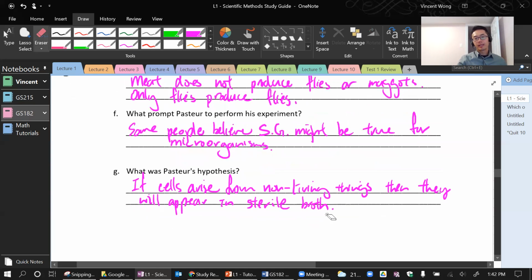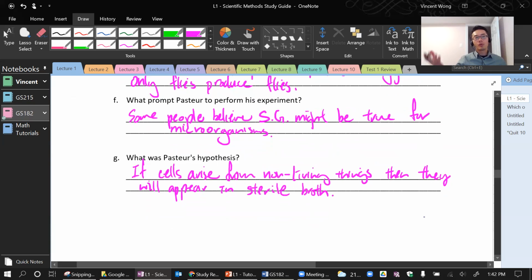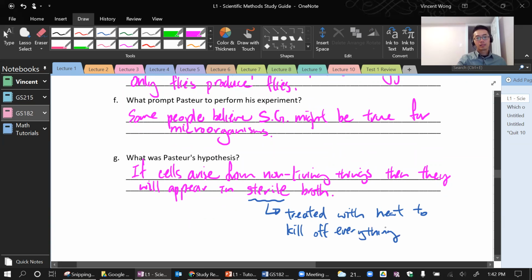So broth is like nutrient soup, right? Okay, like chicken broth, beef broth, or whatever. And sterile means it has been treated with heat to kill off everything.